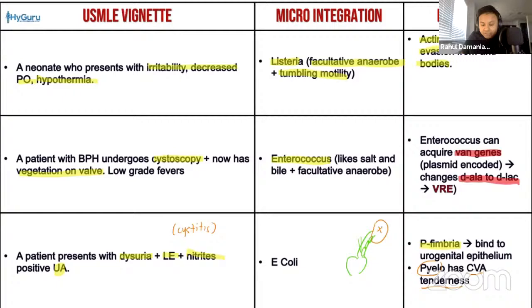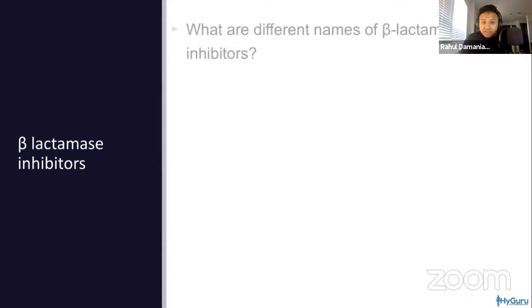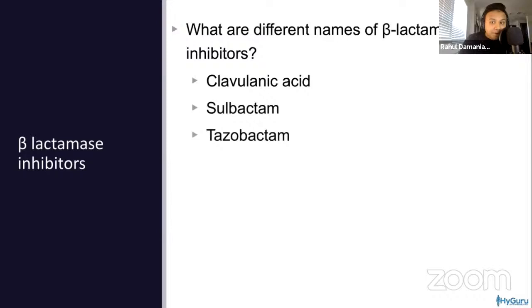So with these aminopenicillins, if we notice that the bacteria in question produces penicillinase or beta-lactamase, you are going to use beta-lactamase inhibitors and couple them with, for example, your aminopenicillins. So what are the different names of the beta-lactamase inhibitors? Well, the beta-lactamase inhibitors are going to be things like clavulanic acid, sulbactam, and tazobactam. I like the mnemonic CAST, C-A-S-T.